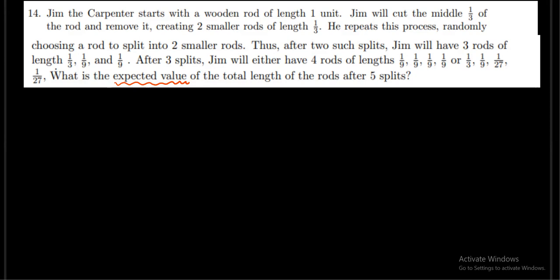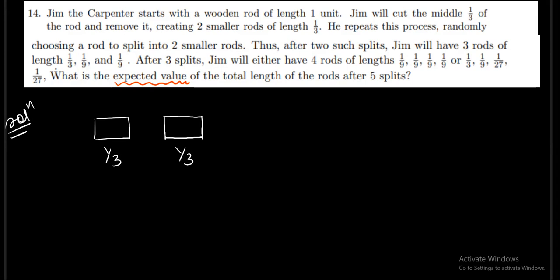Well, to explain the question, first of all, I'm just going to explain it to you. What they're saying is initially you have a rod of length 1 unit. So let this be the rod of length 1 unit. Now, Jim the carpenter will cut the middle 1/3 of the rod and remove it. So I'm just marking the 1/3 of the rod and then we are going to remove it. So we have removed it. That means after the first split, you are left with two rods, each of length 1/3, right? So the total length that we are getting is 2/3.